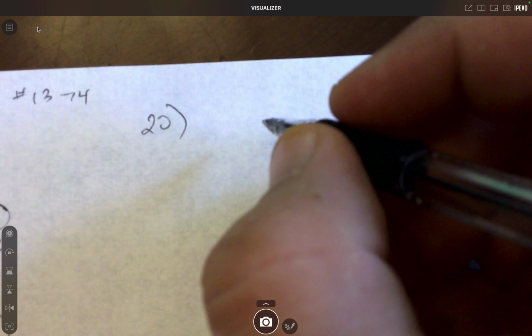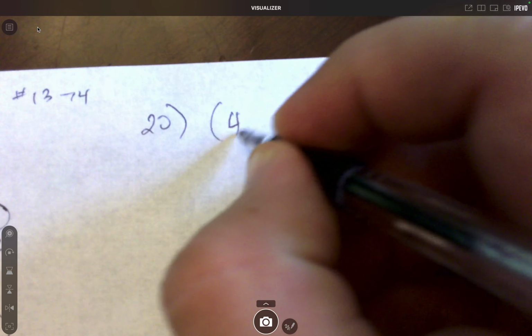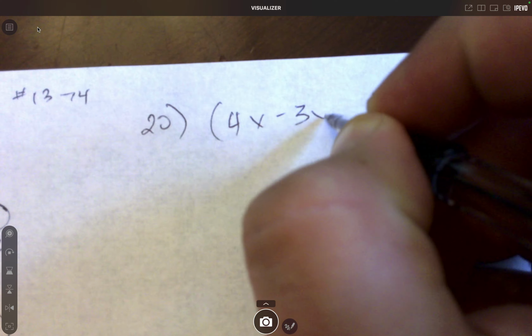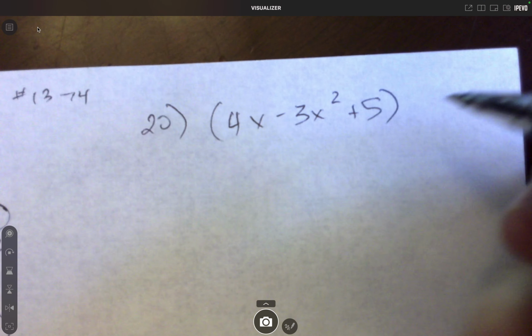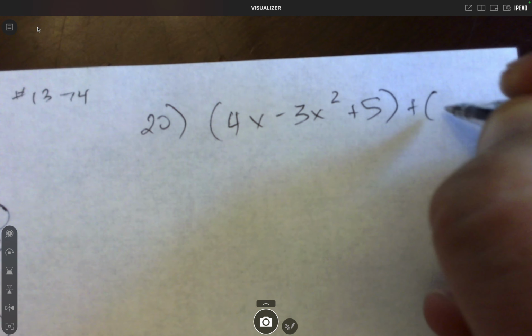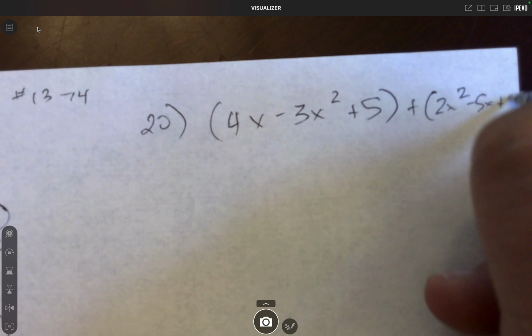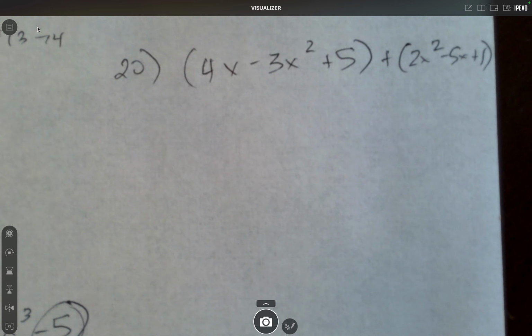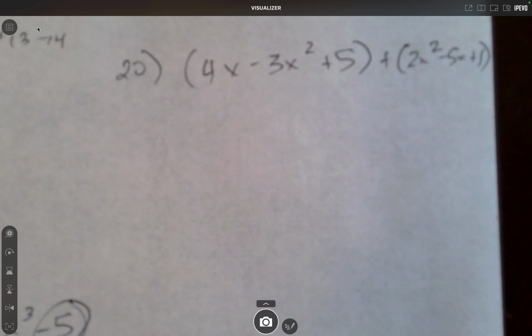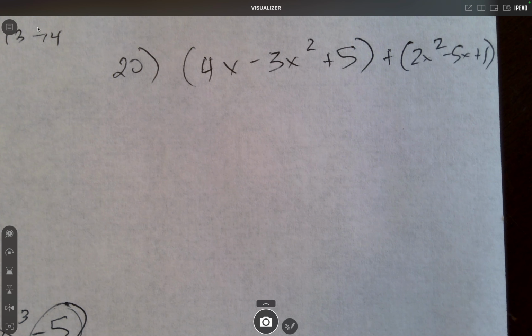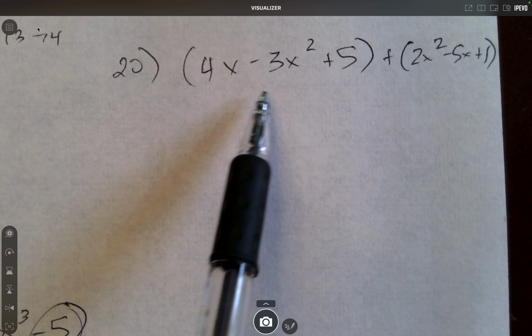Okay, 20. We're also adding 4x minus 3x squared plus 5 plus 2x squared minus 5x plus 1. Oof, okay. So make sure you focus on the like terms. So I usually go with the biggest exponents first.